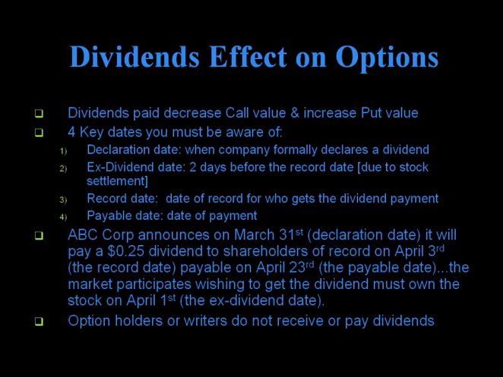So an example would be this. ABC Corp announces on March 31st, that's their declaration date, it will pay a 25-cent dividend to shareholders of record on April 3rd, that's the record date, payable on April 23rd, that's the payable date. So if you're in the market and you want to get this dividend, you must own the stock on April 1st, which is the ex-dividend date. Notice the ex-dividend date is always 2 business days before the record date. In this particular case, April 3rd.